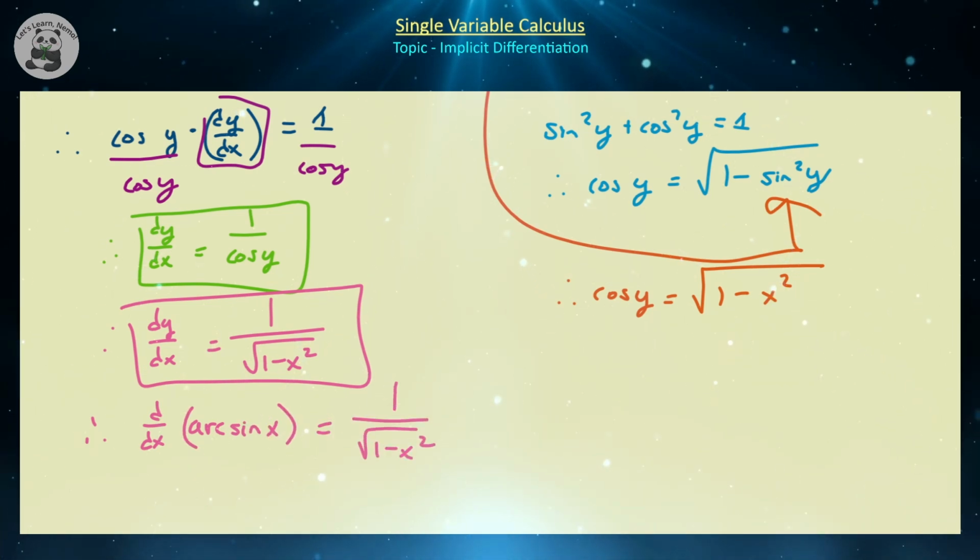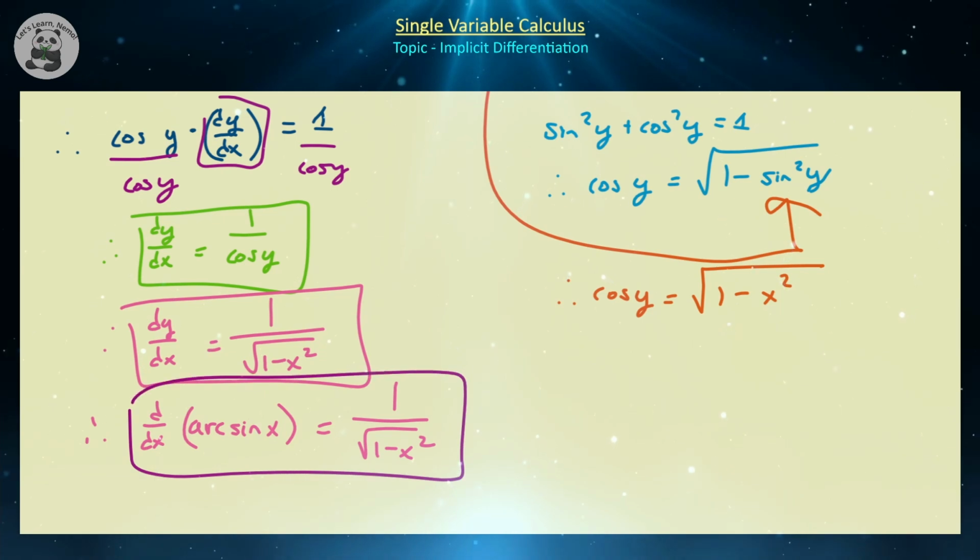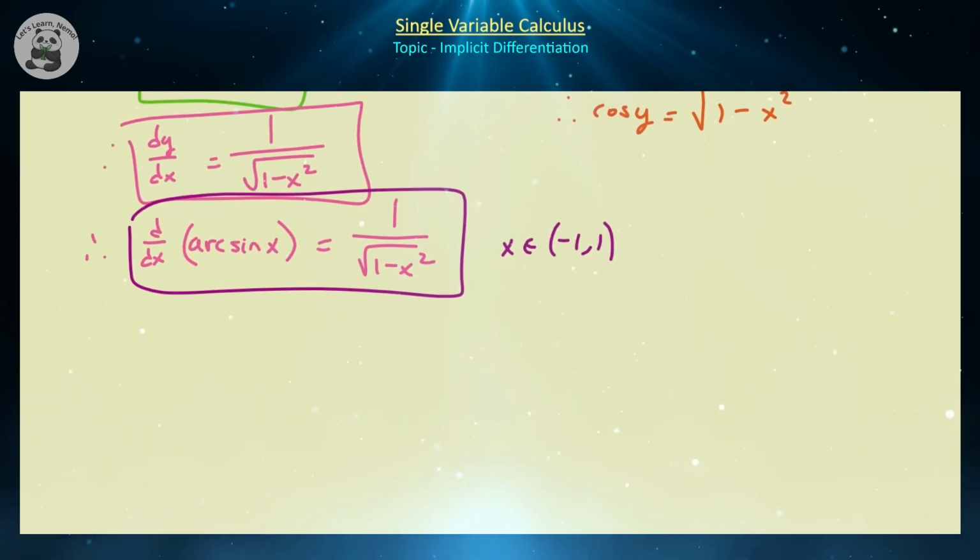And that is our lovely answer, right? And obviously the domain of this function is all x belonging to the interval minus 1 to 1, right? Because when it's equal to minus 1 and 1, that gives us a vertical tangent line, which is obviously not a finite slope.